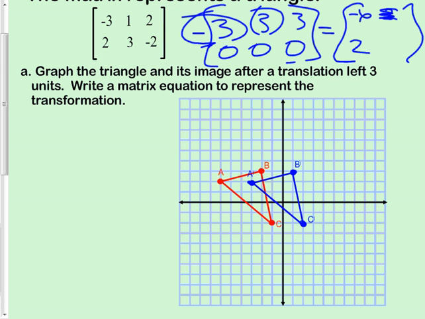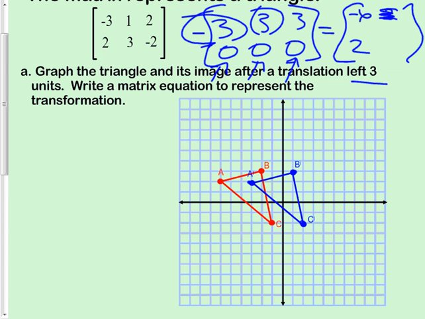Okay, I figured out my mistake. One of the kids actually figured out my mistake. I was subtracting 3 from both the x and the y, and I really wanted to leave the y's alone, so I'm going to subtract 0 from those. Because I'm only going left 3, I'm not going up or down. So it should only have affected my x's.